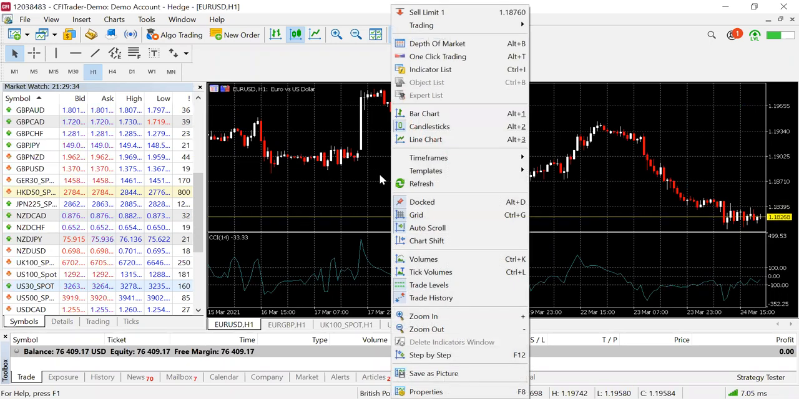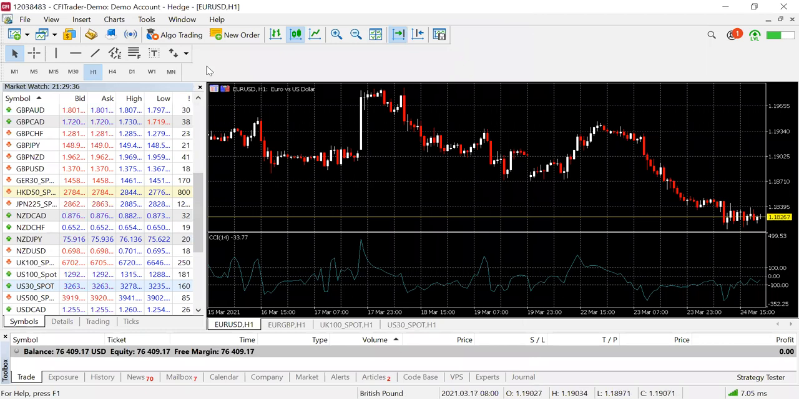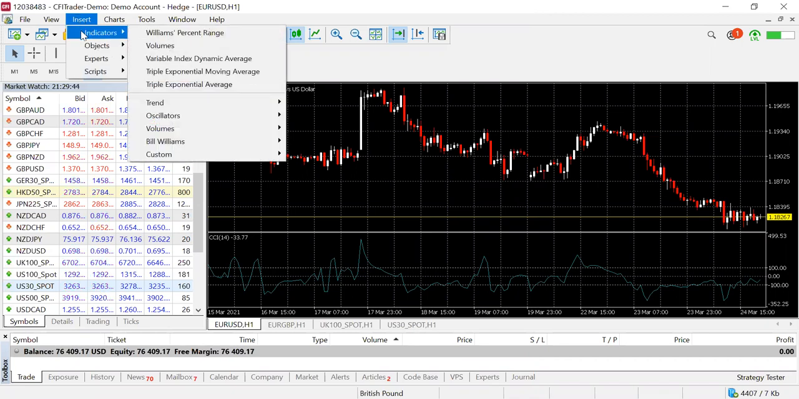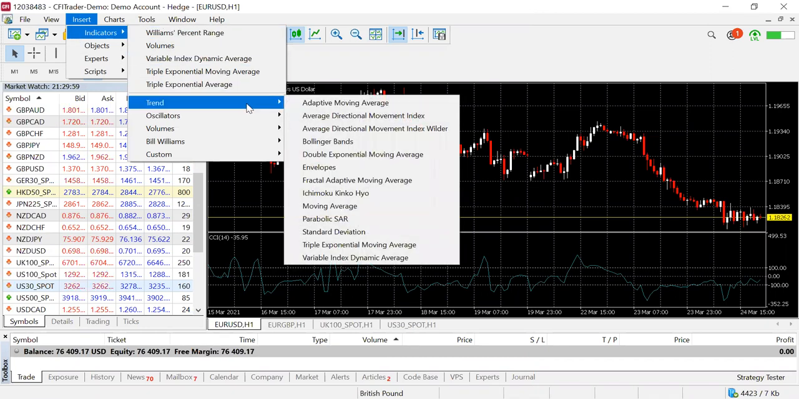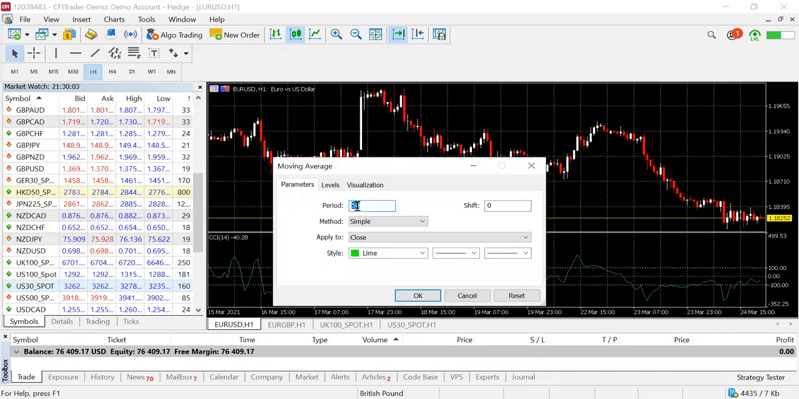You can either right click, or, if it's easier, go all the way to the top right next to View, where it says Insert. You have all the indicators that you like. You have plenty of indicators, so you can choose whichever you would like. Let's say, for example, one of the most common ones, the moving average. So I have the option here, and I just selected it.